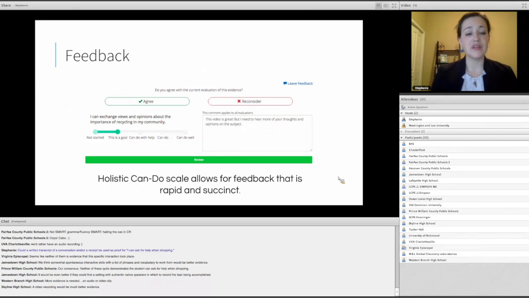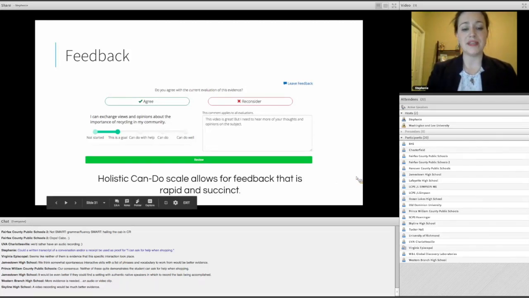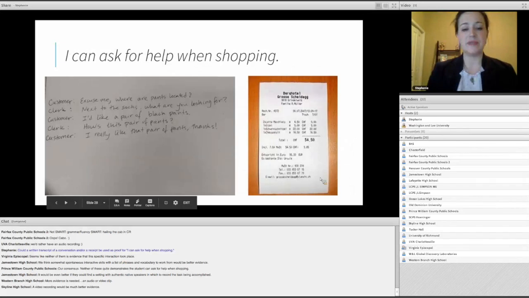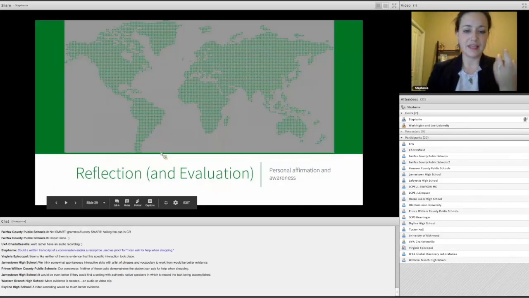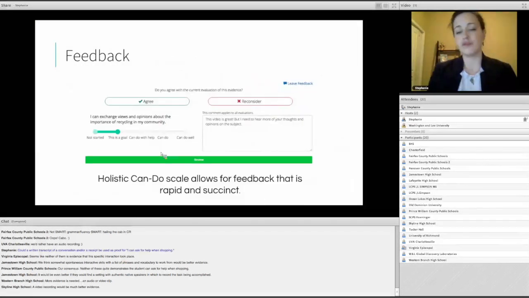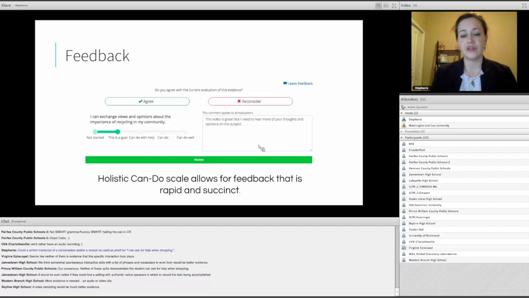Where we can give feedback, for those of you who are interested in using Linguafolio online, is still important, right? So I might see one of these pieces of evidence for that can-do statement, and my student would like feedback on it. I could say something like this: that's great, but I need to hear more of your thoughts and opinions on the subject to say that you actually are at a can-do or a can-do well. Or that's great, but I don't know that you actually had the conversation.